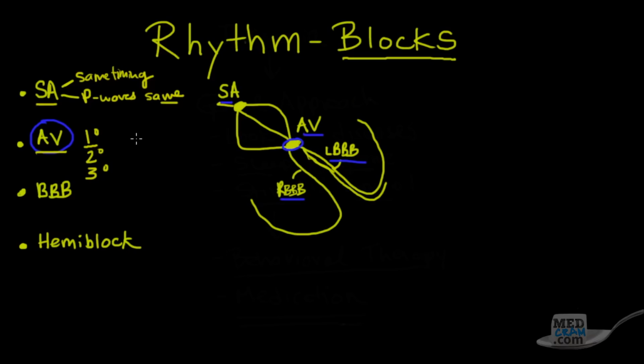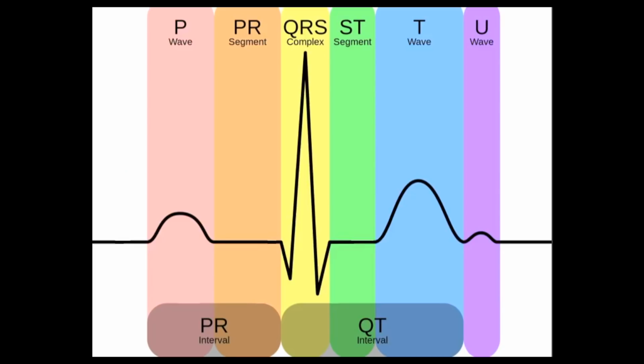A first degree block basically just delays the communication between the atrium and the ventricle. So let's go back and take a look at the QRS and the P wave to show you where we're going to see that. In looking at the P, QRS, and T wave complex, what we're looking at specifically here is the PR interval. And that is from the very beginning of the P wave until the very beginning of the QRS complex. It is this distance here specifically that we are looking at. For there to be a first degree AV block, there has to be an elongated PR interval.